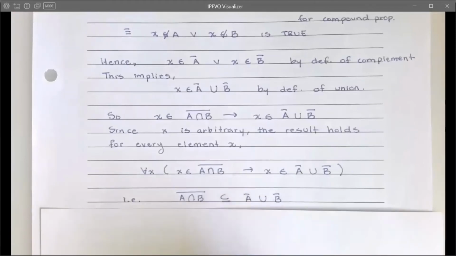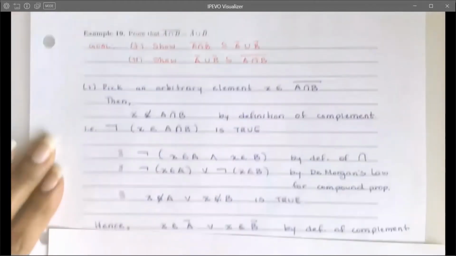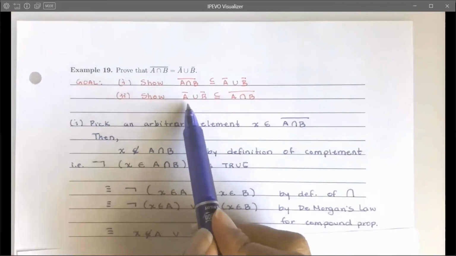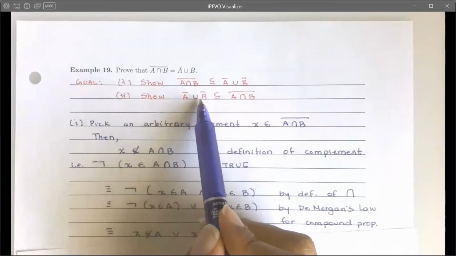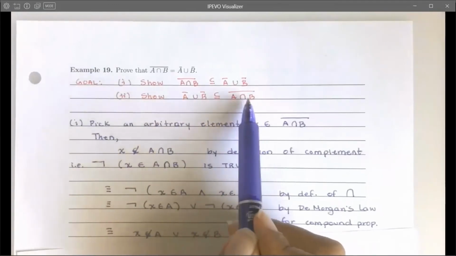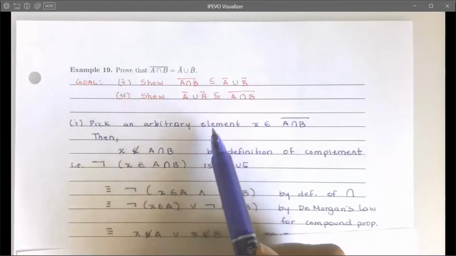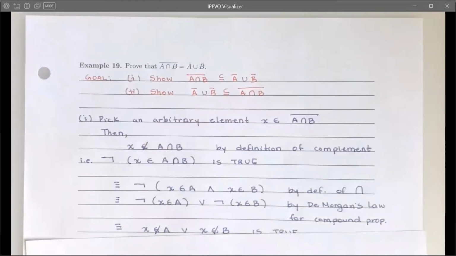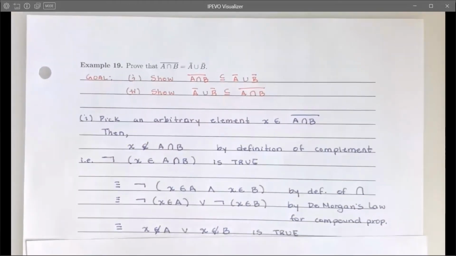So that shows A. What would be left for us to show then is that now if we take an arbitrary element that is found in A complement union B complement, then it is also going to be found in (A intersect B) complement. But again, that's something that I'm going to let you guys think about and work with your peers once we get to the lab session.